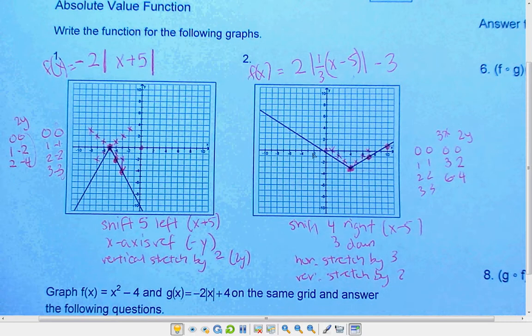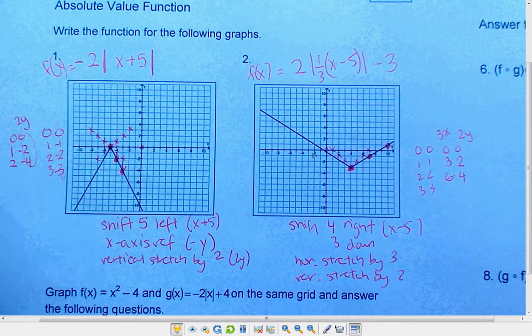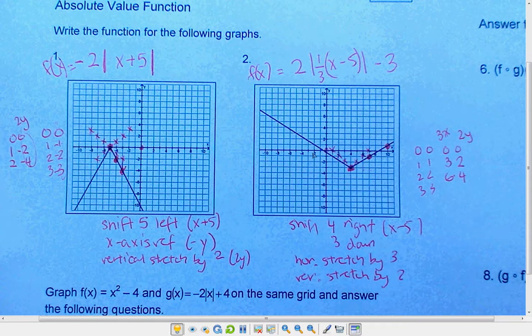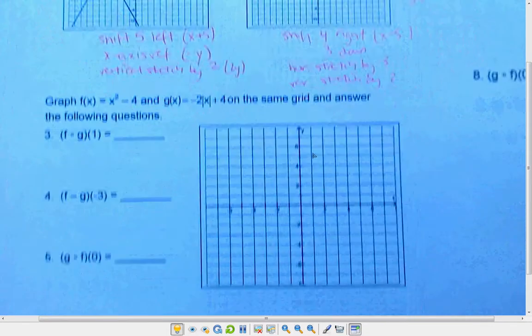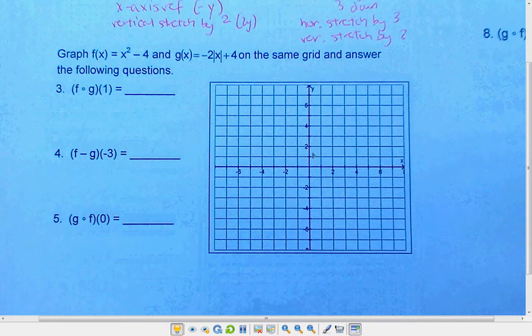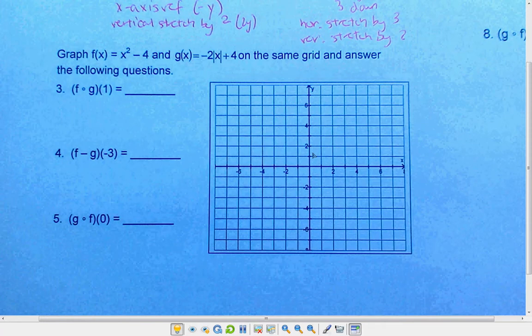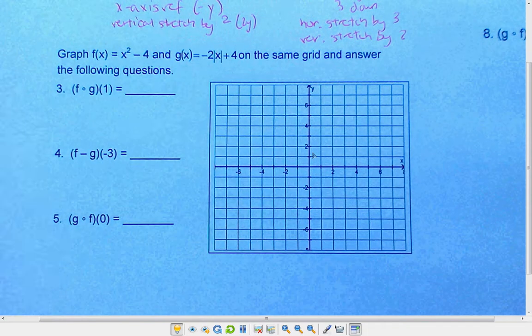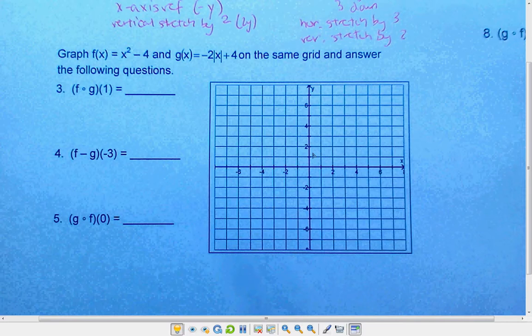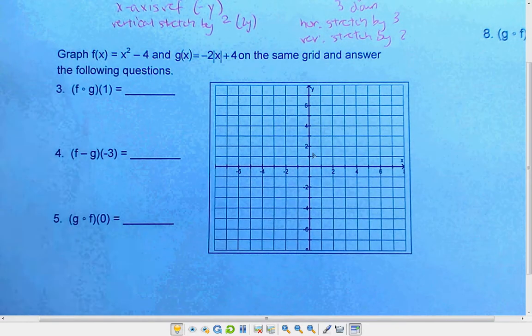Now we're going to practice this a little bit before we move on to the next part. Okay, so let's look at the next part. Now we're going to be bringing together some of the stuff we've done this unit and some of the stuff we did last unit. So our first step for these problems is going to be graphing this. This is where I'm going to use 2 different colors.